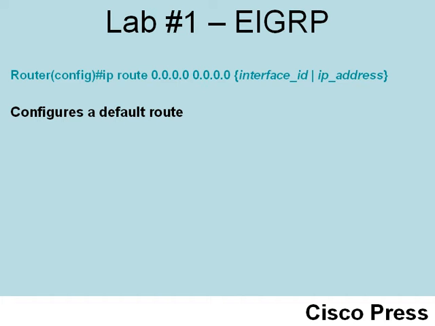Here's the command we can use, IP route 0.0.0.0 0.0.0.0, that's pointing to a default route, and then we can give either the interface ID out of which we will send packets going to that default network, or specify the next hop IP address. Let's go out and set this up.